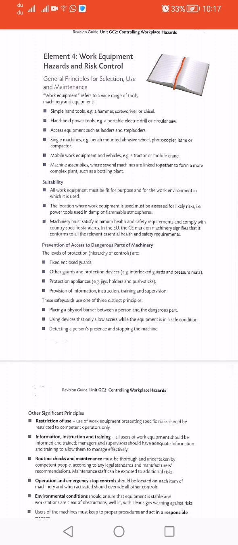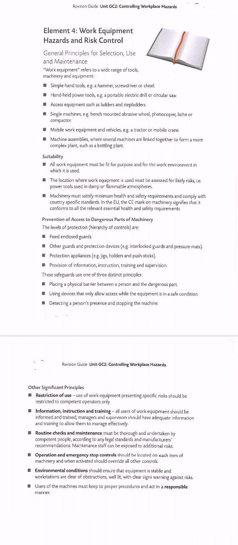Then we're talking about point number 2. Number 2 says that the location where the working equipment is used must be appropriate. For example, power tools used in a damp or flammable atmosphere. So you should have a specific location for those equipment, right? If the equipment can produce fire or heat, you should have a certain location where you place them for operation, right?